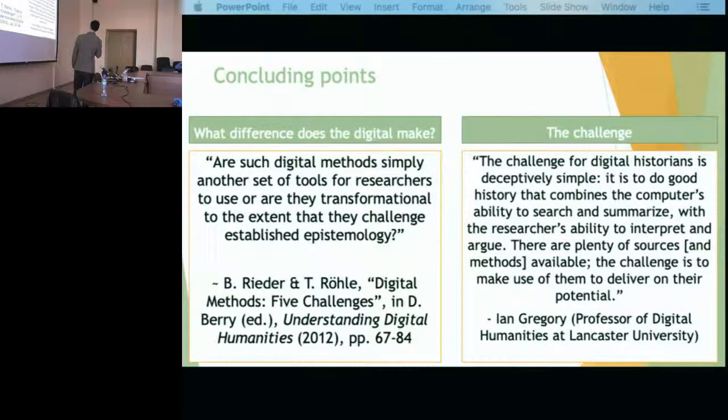And then the other thing that I just want to finish with is a really nice quote from Ian Gregory about the challenge of digital humanities. Where do we go from here? What should we be doing? And Ian says, the challenge for digital historians is deceptively simple. It's to do good history that combines the computer's ability to search and summarise with the researcher's ability to interpret and argue. There are plenty of sources and methods available. The challenge is to make use of them and to deliver on their potential.